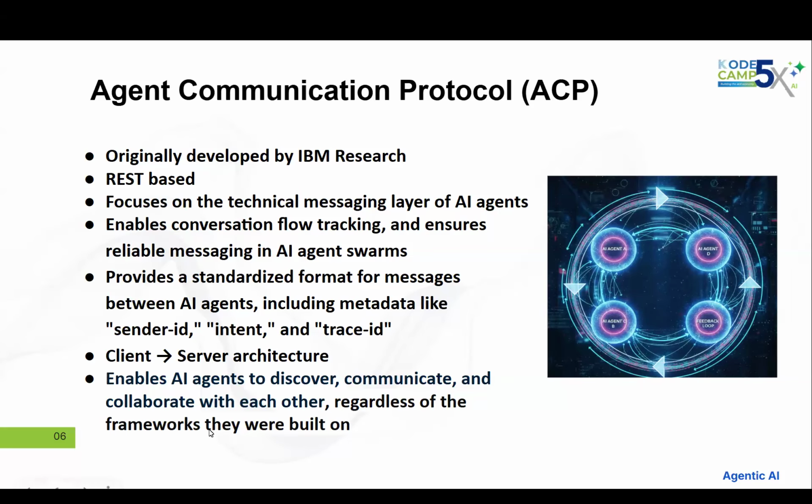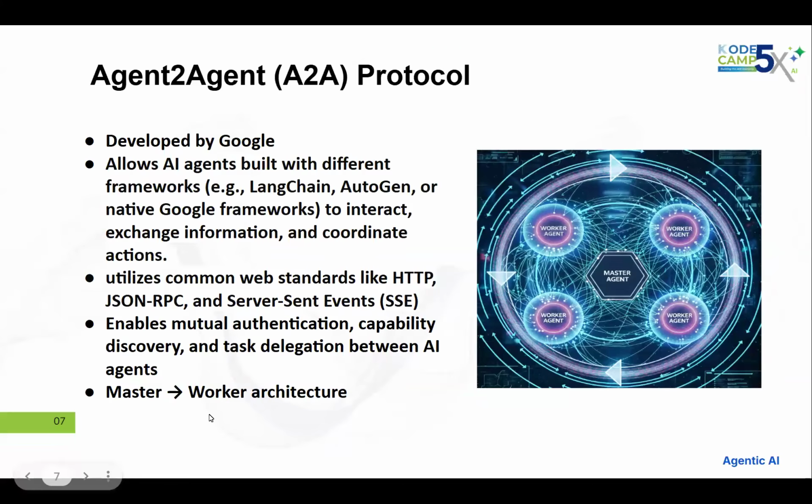Okay, so now we'll talk about the A2A, agent-to-agent protocol. A2A was developed by Google, and it allows agents built with different frameworks to interact and exchange information and to coordinate their actions. Coordinating their actions is essentially about collaboration. So they communicate, they interact, they exchange information, and they collaborate.